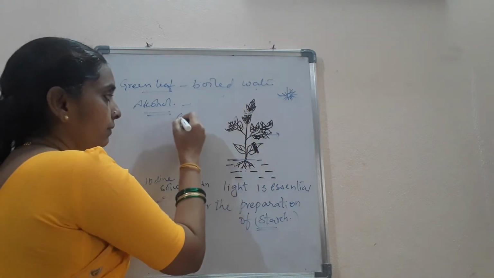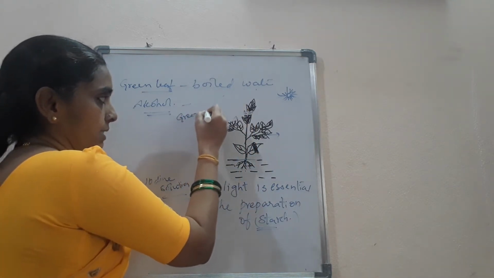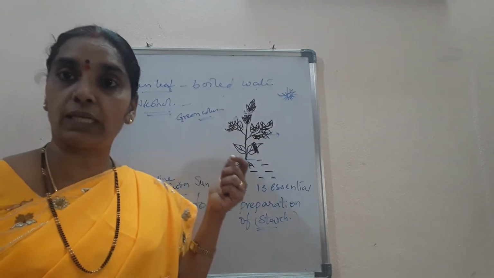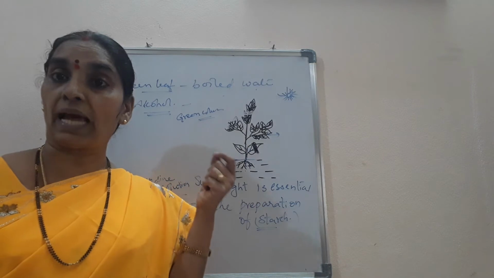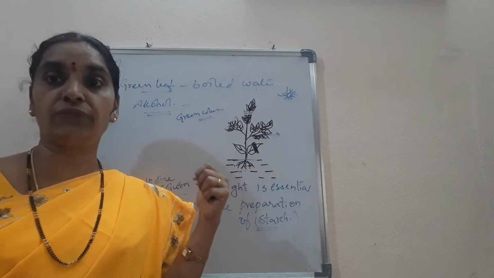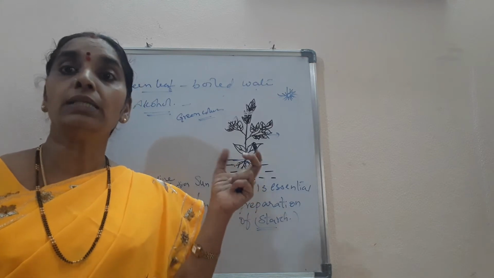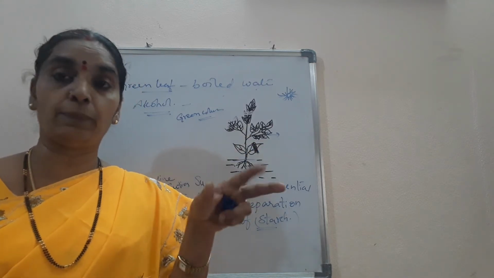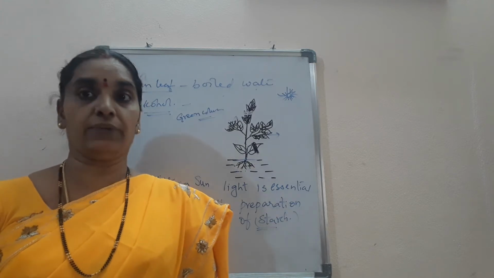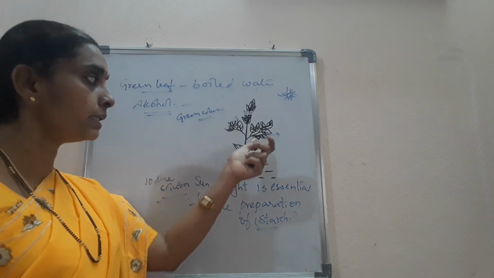So the green color will be decolorized. Why are you decolorizing the leaf? In order to observe the blue or black change in color after adding the iodine solution. If you do not decolorize the leaf, the green color disguises the blue or black color and you cannot observe the change in color of the leaf. So you are decolorizing the leaf.